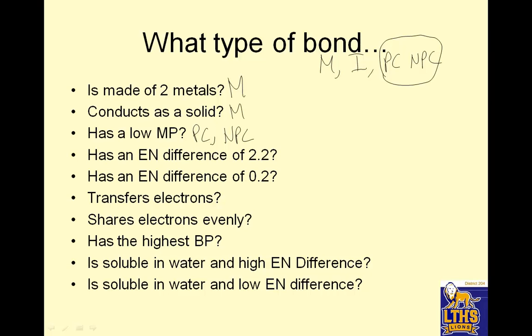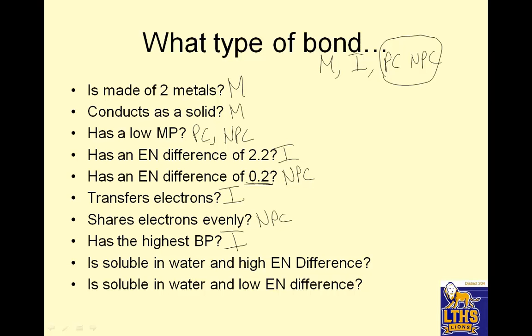Has an electronegativity difference of 2.2, that's the biggest difference, that's ionic. Has an electronegativity difference of 0.2, that would be nonpolar covalent, so it's very small, right? Less than 0.4. Transfers electrons, that's ionic, I remember that. Shares evenly, nonpolar covalent. Polar means ended, so there's no end. Has the highest boiling point, ionic.